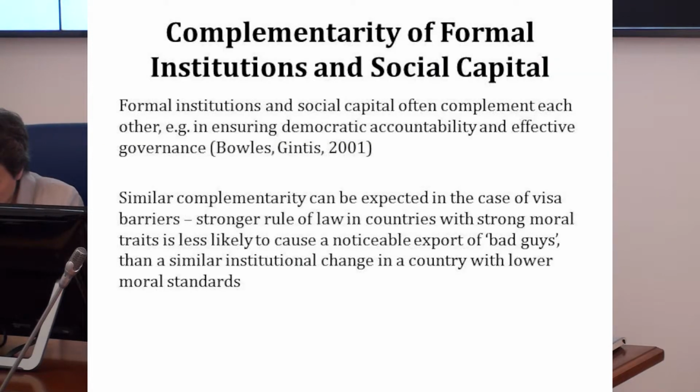What you can also expect is that formal institutions and social capital can complement each other. In fact, it is shown that they do in a large number of cases, but in this case we can also expect some complementarity. If it is indeed true that when you strengthen the rule of law, that would cause the spillover effect, and therefore the visa barriers would rise, you would expect that the spillover effect would be stronger, all else equal, if there is a large number of people with low moral standards, and therefore social capital and formal institutions would complement each other.